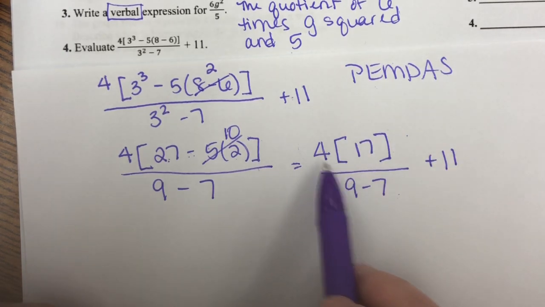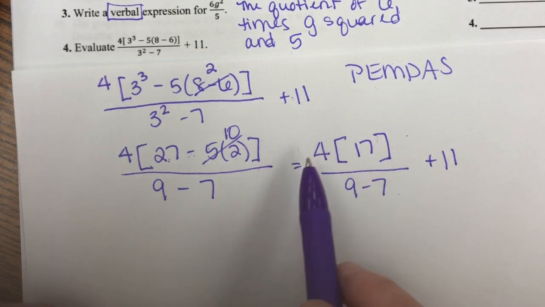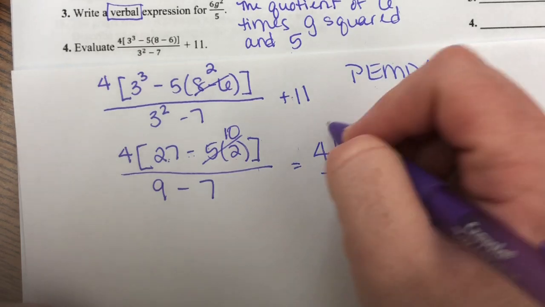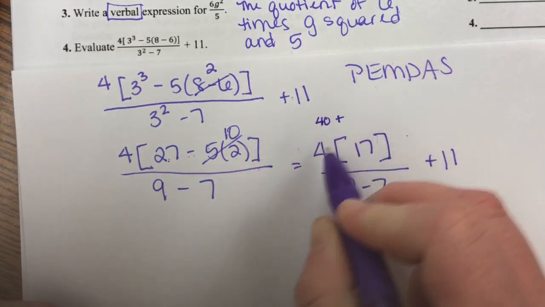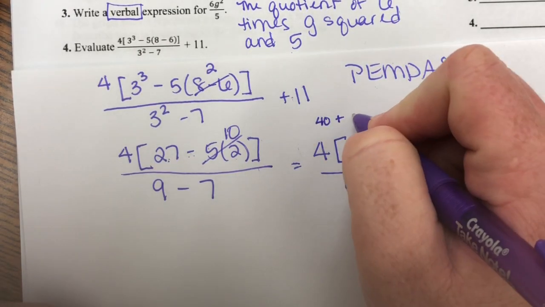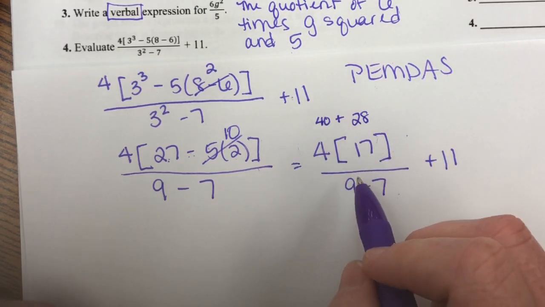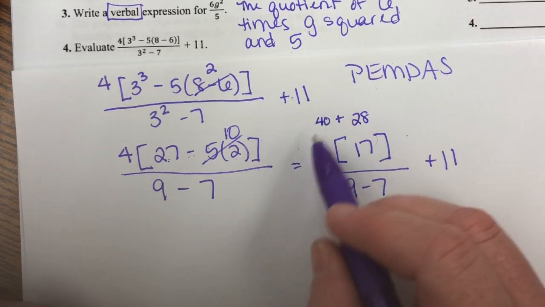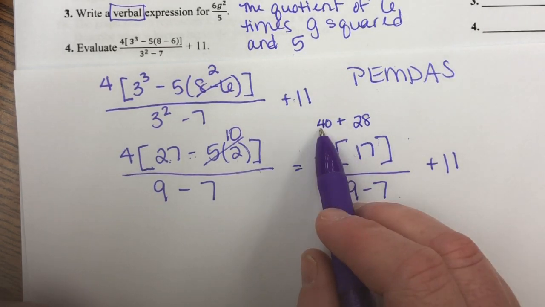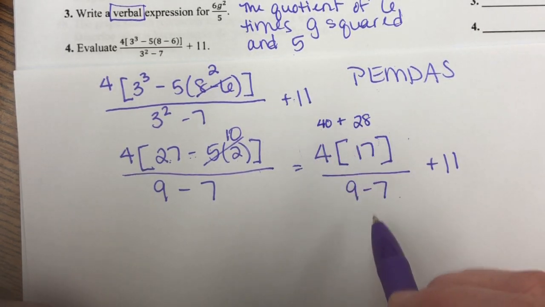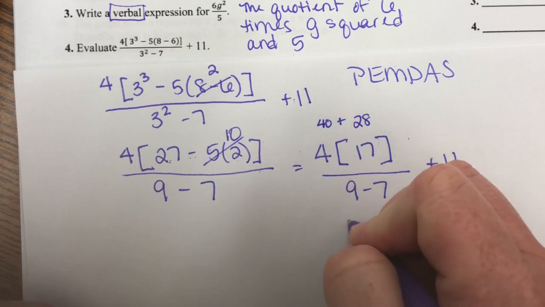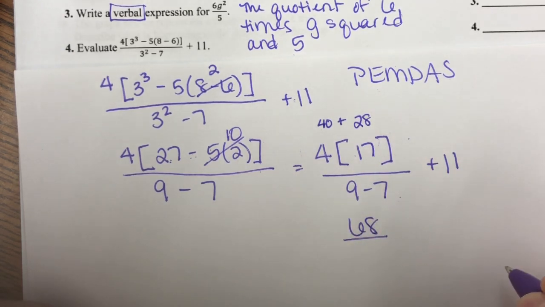So next, I'm going to do my multiplication. 4 times 17. Well, I know 4 times 10 is 40, and 4 times 7 is 28. All I did in my brain was separate 17 into 10 plus 7, and then I distributed the 4. 4 times 10 is 40. 4 times 7 is 28. 40 and 28 is 68. So I've got 68 on top of my fraction.